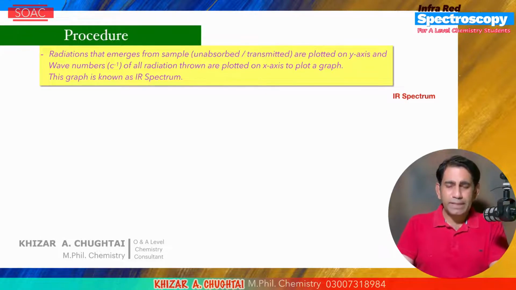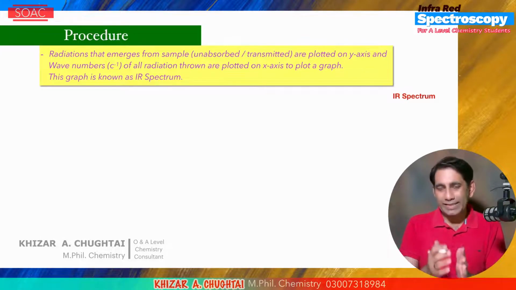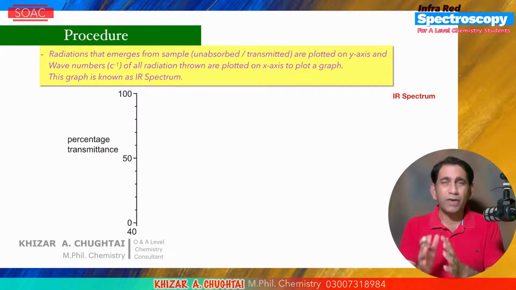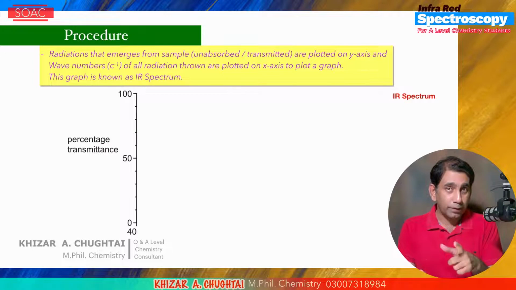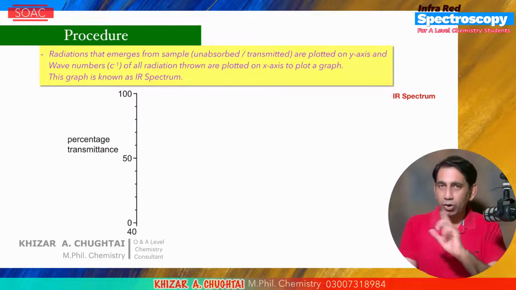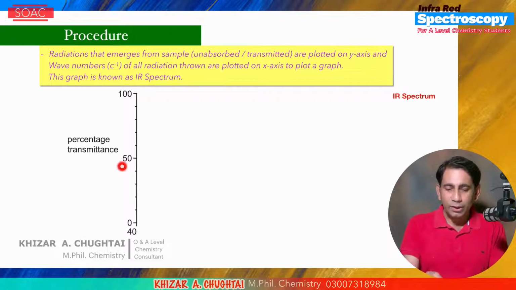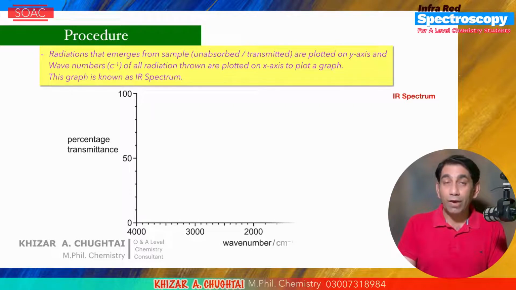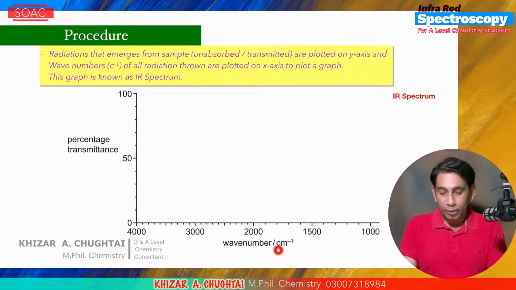An IR spectrum is basically a graph that has an x-axis and a y-axis, and between these two axes there are different signals or different peaks. The portion of IR radiation that was not absorbed is said to be transmitted radiation, and we are going to check it as percentage transmittance. On the x-axis, we are taking the wave number in per centimeter.